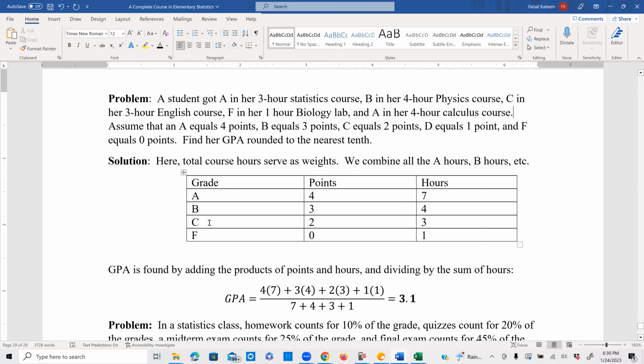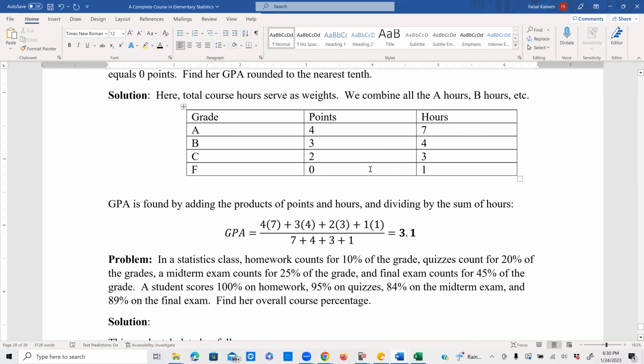So if there was a D, then we would list D as well, but there is no D, so we directly go to F after C. So F counts for 0 points, and she had 1 hour of F in her biology lab. And like we said, we'll treat the hours as the weights. So we multiply the points of each grade with the hours. So 4 times 7 plus 3 times 4 plus 2 times 3 plus 0 times 1. And then we divide it by the number of hours. So 7 plus 4 plus 3 plus 1. And that gives us 3.1.